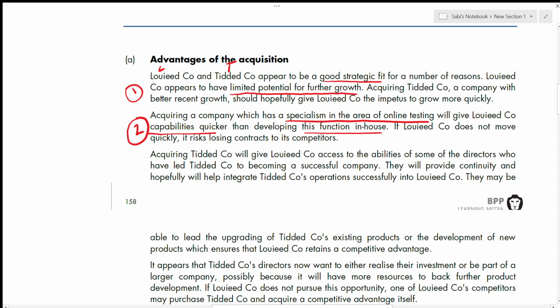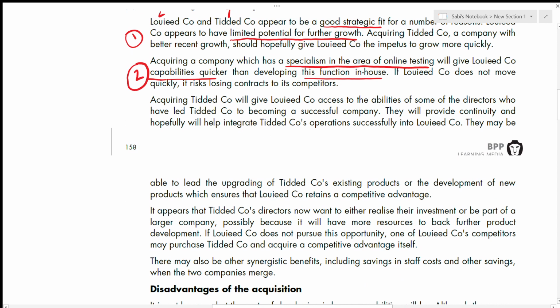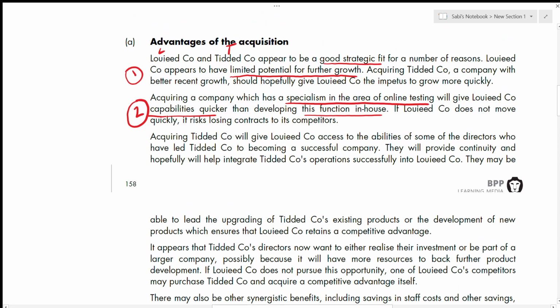TDET company will give Louieed company access to the abilities of some of the directors who have led it to become a successful company. Now if you see the third point paragraph, it is explained in more detail compared to the other two. Why is that? Because in the third point they said it is because of the abilities of some of the directors that TDET company has been successful. Is it so? We need to check. We don't know, but they're just assuming.